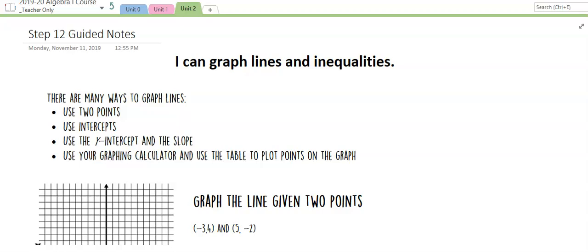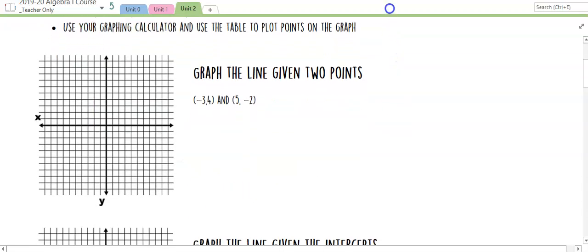There's many ways that you can graph lines, and trust me, we're not trying to just inundate you with 4 different ways to do the same thing. In some situations, one tool will be easier to use than another. So we're just trying to equip you with lots of tools so that solving and graphing these lines and inequalities will be easy for you. Let's look at the first method.